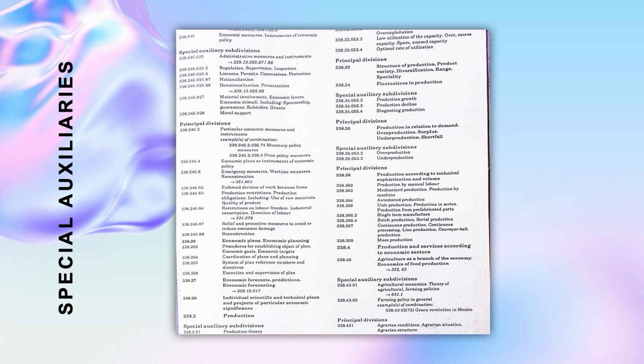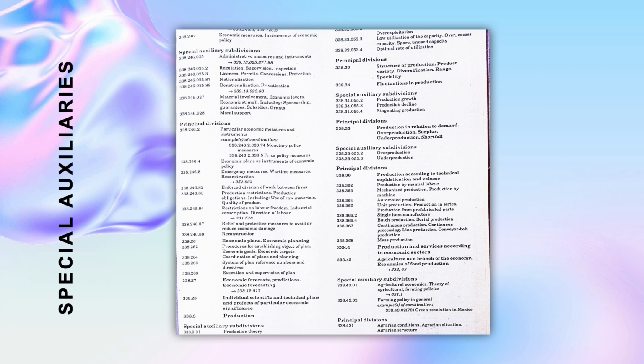So it may be that all these special auxiliaries are also applicable to 338.246.2. Again you see here is also another portion, that is principal division. So the principal division is 338.33, that is structure of production, product variety, diversification, range, specialty, etc.